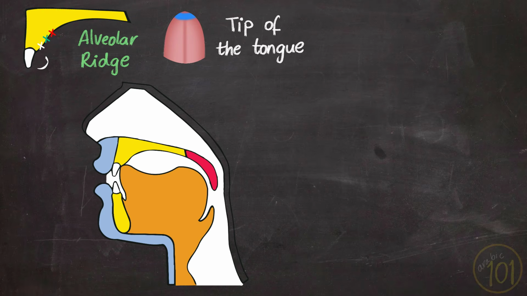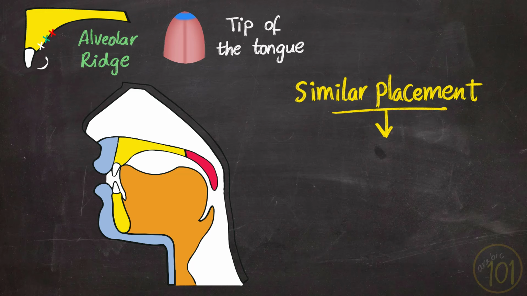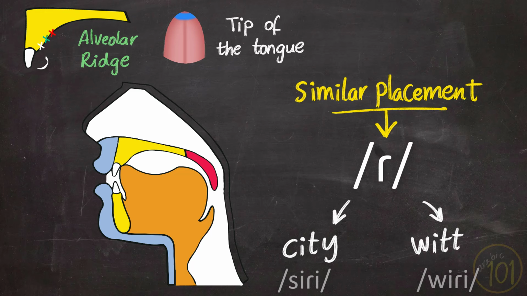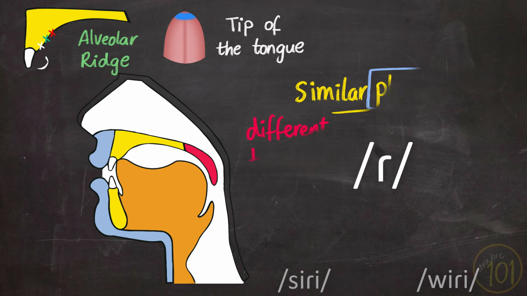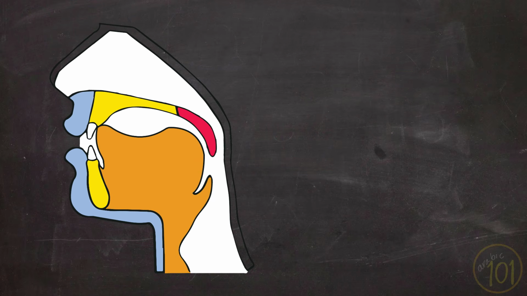The closest tongue placement to the Ra in the Quran is the voiced alveolar tap, which is found in American English in words like city and witty. Again, this is only about the placement of the tongue. It has a completely different technique. So this is the exact location of the makharaj of Ra.